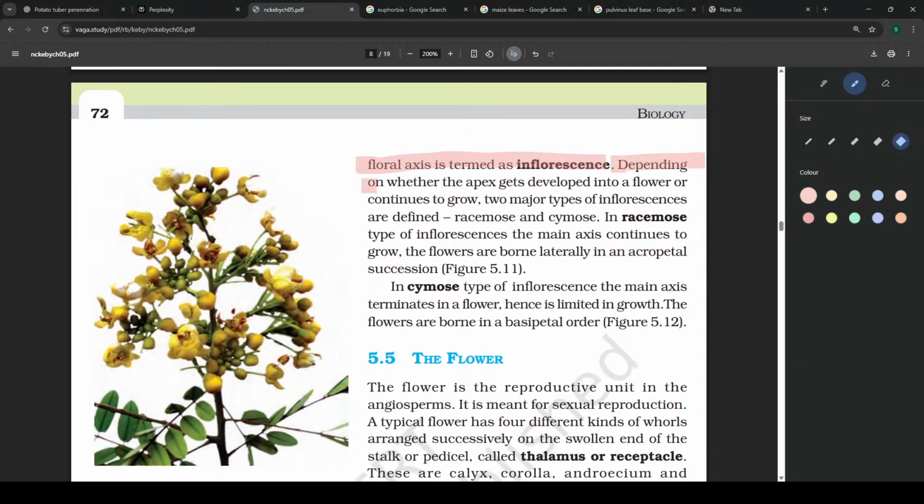Depending on whether the apex gets developed into a flower or continues to grow, two major types of inflorescences are defined: racemose and cymose. In racemose type of inflorescences, the main axis continues to grow. The flowers are borne laterally in an acropetal succession. In cymose type of inflorescence, the main axis terminates in a flower, hence is limited in growth. The flowers are borne in the basipetal order.